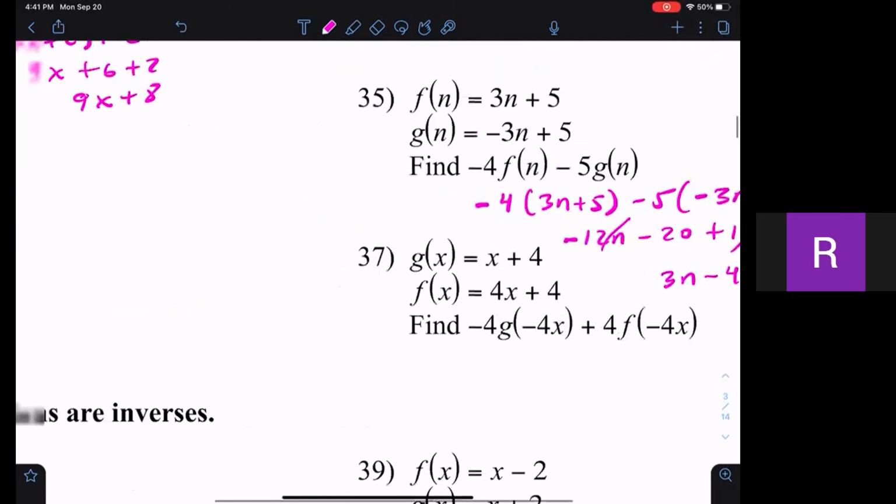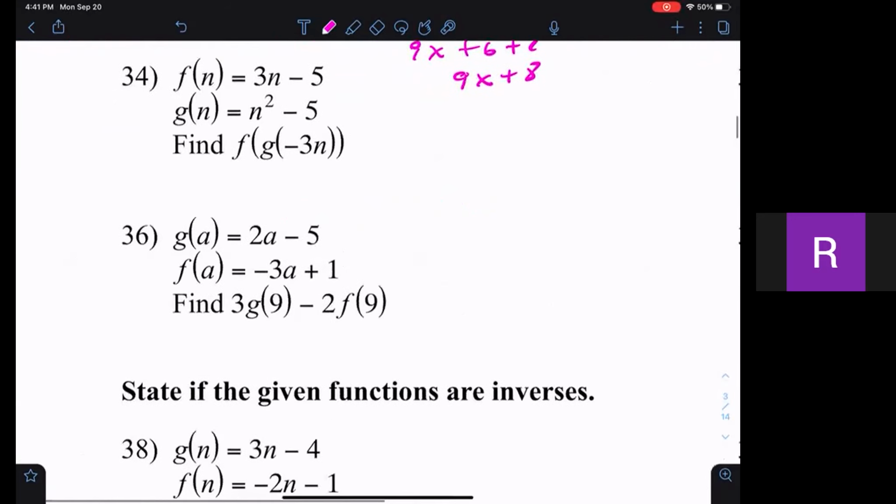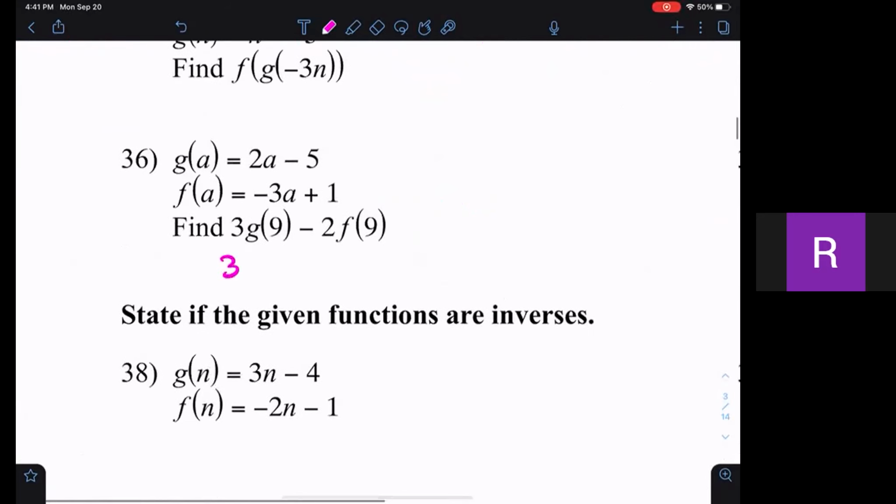Okay, this one is a little more difficult, right? So let's do this one. 3 times g of 9. So you put 9 here, right? You put 9 here. So g of 9, that's 18, and that's 13, minus 2 times f of 9. 9 is negative 27, negative 26. So this is going to be 39 plus 52. So this is going to be 91, right?